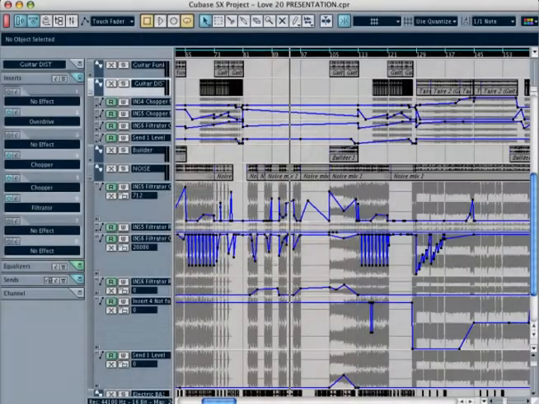So here's a picture of what I was working in. All those blue lines right there, that is automation. And some of those effects are missing. But this is what I was working in at the time. It's a digital audio workstation called Cubase.